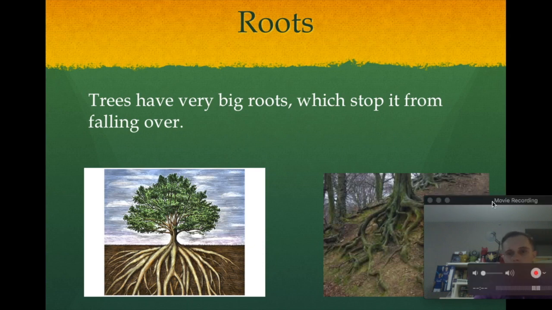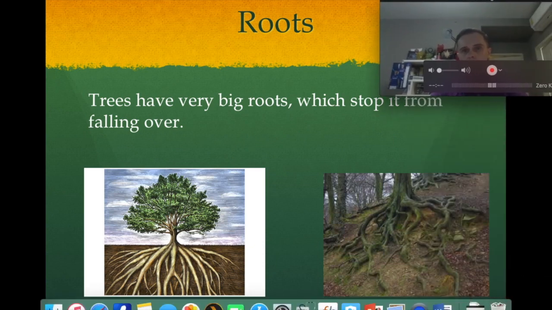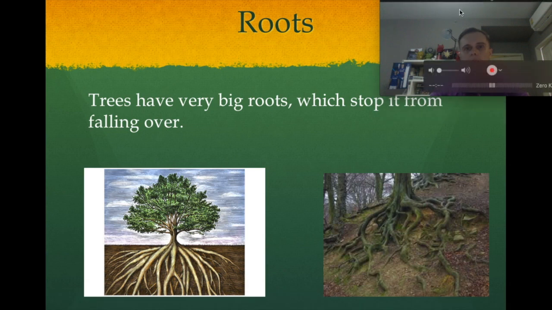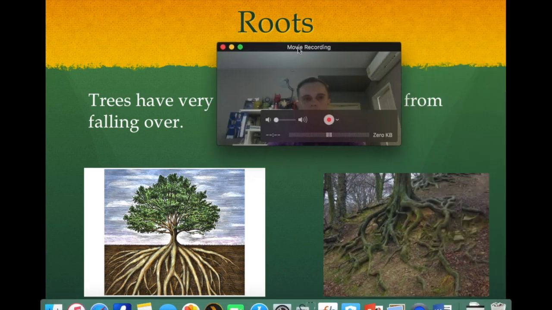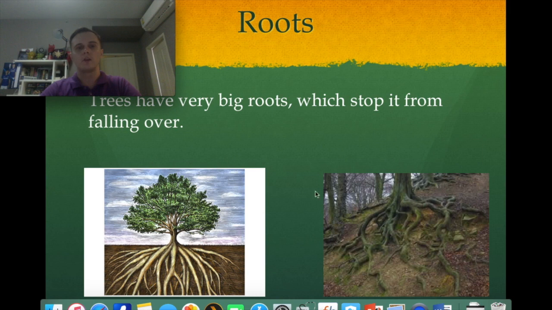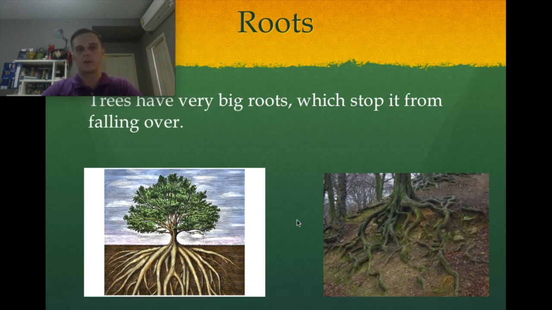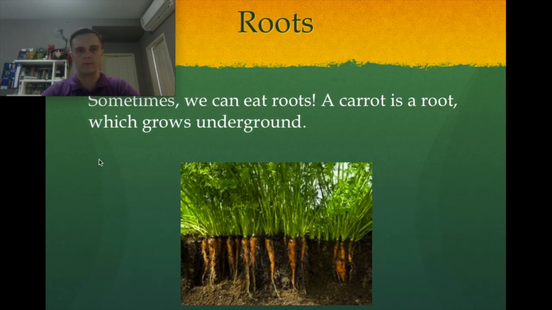Now, I said that usually you can't see the roots of a plant, but with some trees, you can actually see them where the soil has been washed away. So trees, they need to have very, very big roots. As you can imagine, a tree is huge, big. So if it had little tiny roots, again, it'd just fall over. So trees have very, very big roots to stop it from falling over.